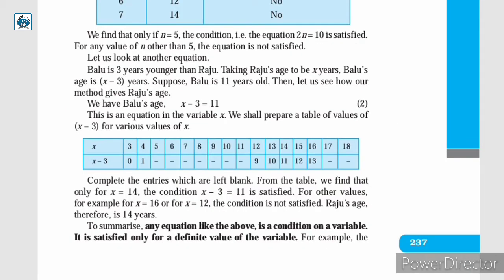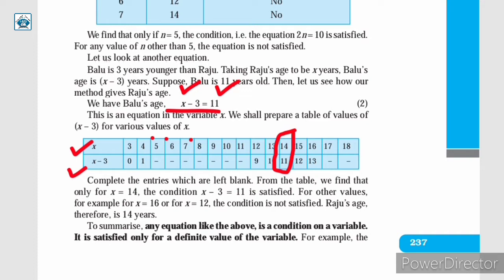Consider another equation, x minus 3 is equal to 11. So a table is formed. यहाँ पर x के सारे values रखेंगे एक एक करके और यहाँ पर x minus 3 की values हमें मिलती जाएंगी. So यहाँ पे x minus 3 is the left hand side and 11 is the right hand side. So we need the value of x minus 3 as 11. So for different values when we substitute and check, we can see that for x is equal to 14, we get the answer x minus 3 is equal to 11.